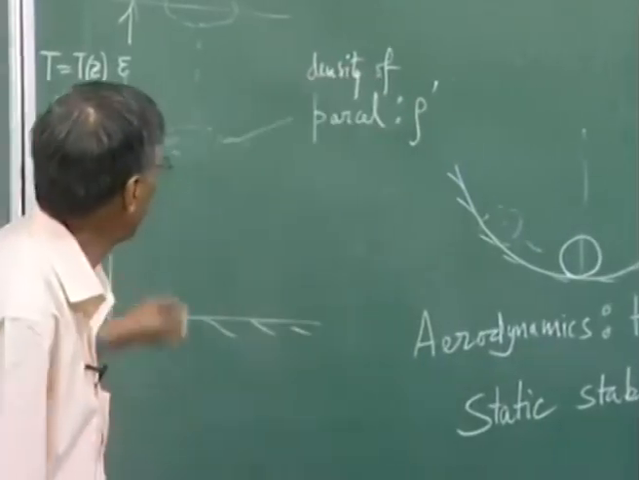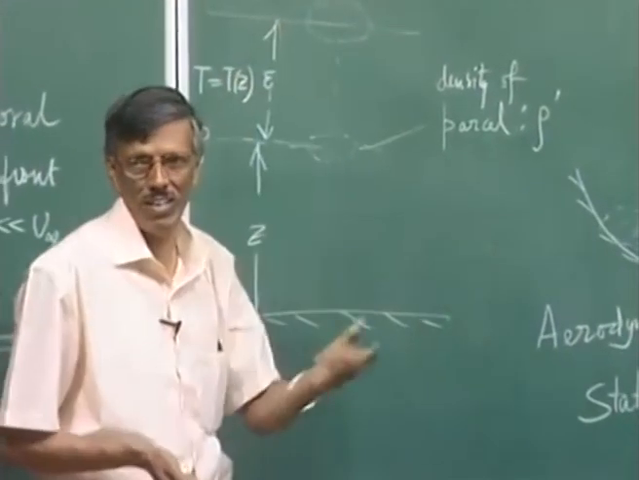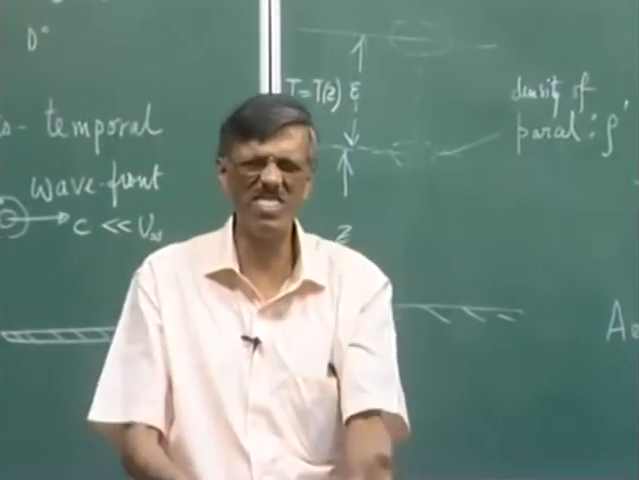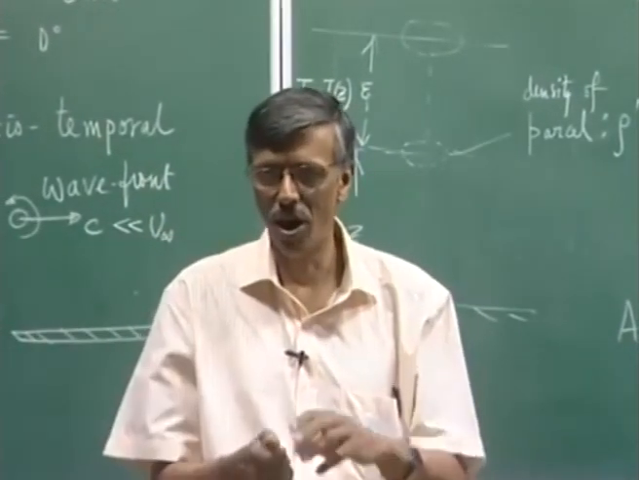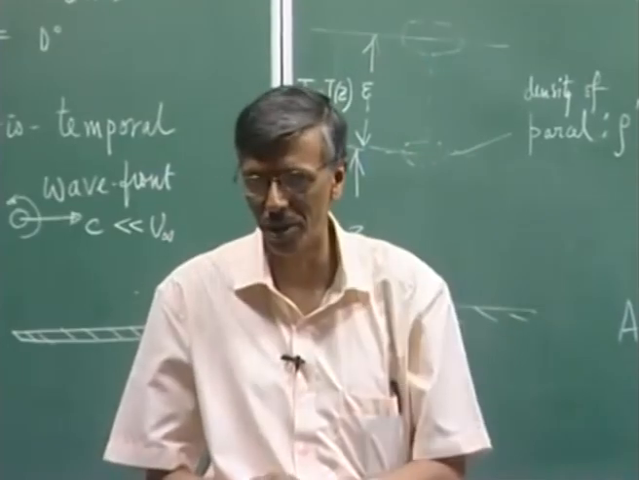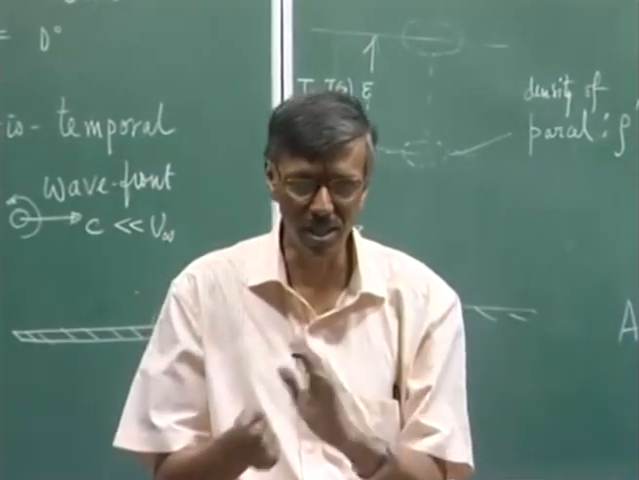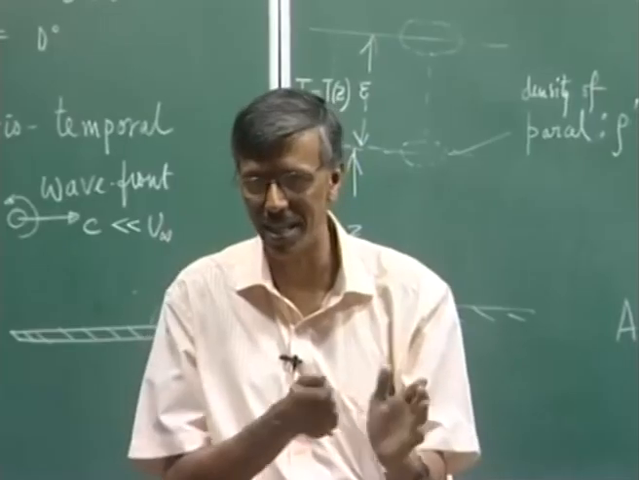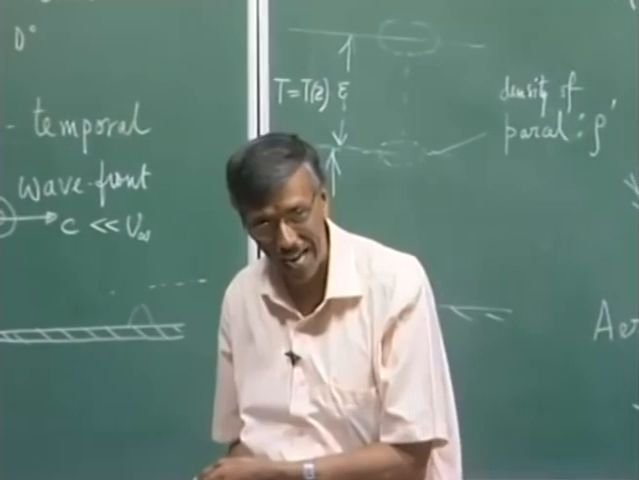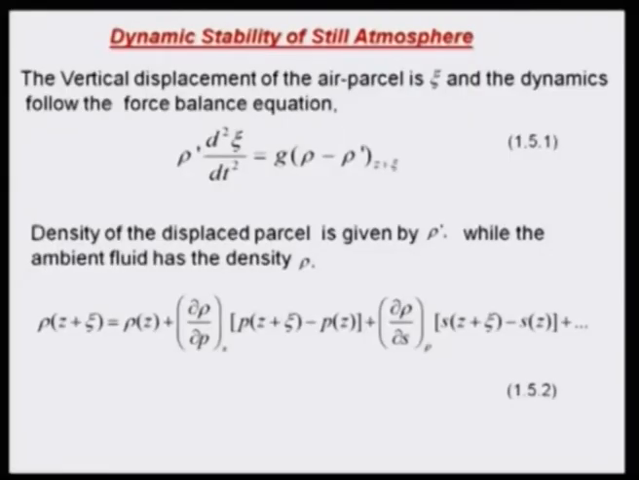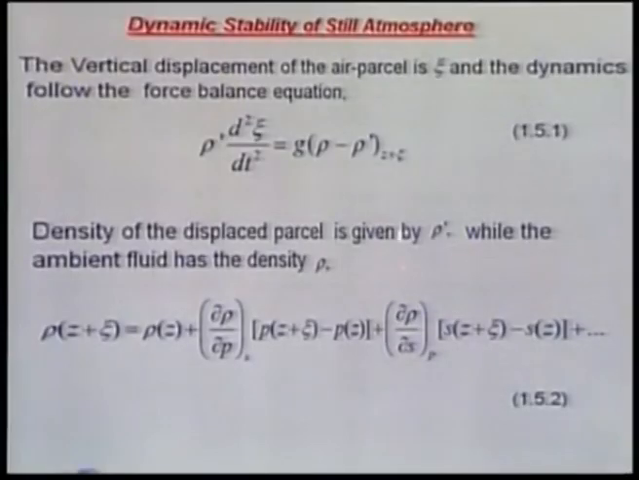Whereas, what we have talked about as static stability is, in the disturbed position, we just simply see its tendency, whether it can recover back or it goes further away or not. That is the essential difference between the static stability study and the dynamic stability study. We are pursuing here a dynamic stability study. Okay. Now, the density of the displaced air, as I told you, is given by rho prime, and the ambient fluid has this.